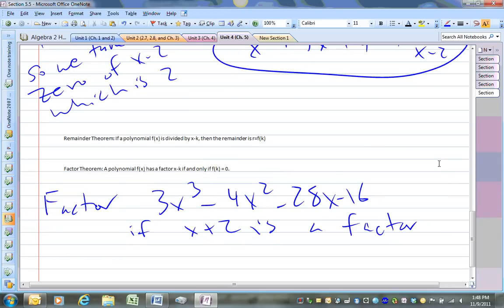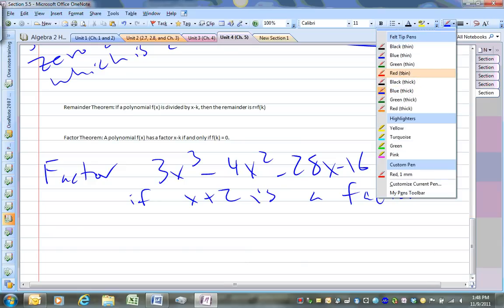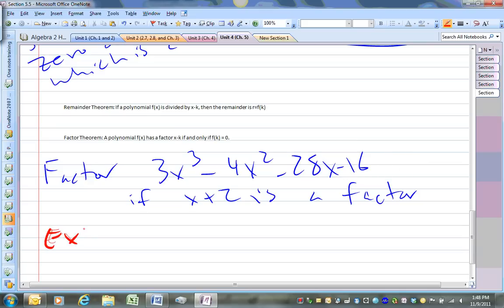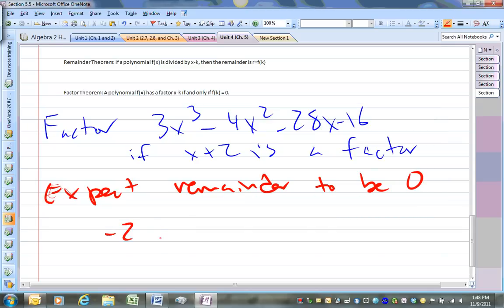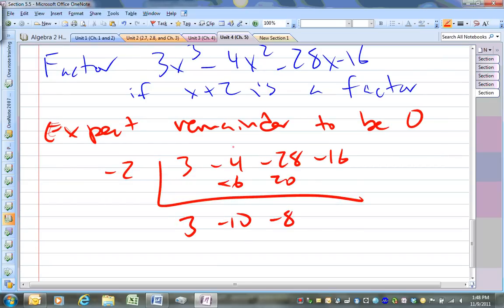But in this case, we know that x plus 2 is a factor, so we expect the remainder to be 0 because it goes in cleanly. So if you work it out, bring it down, multiply, add, and multiply, you get 0. So it's 3x squared minus 10x minus 8.